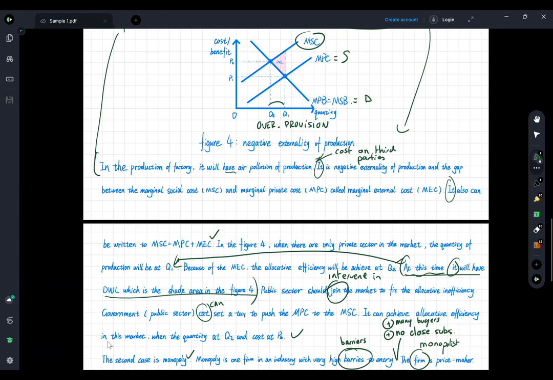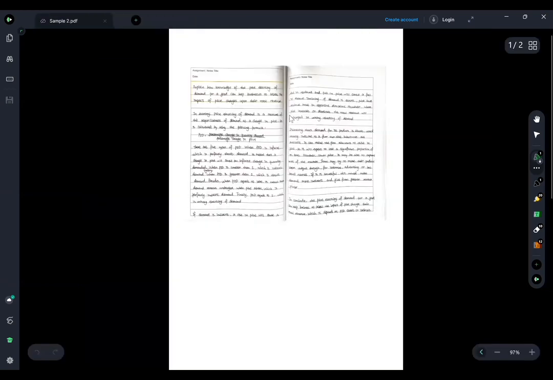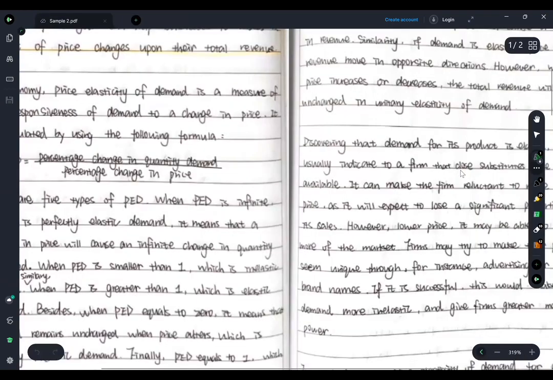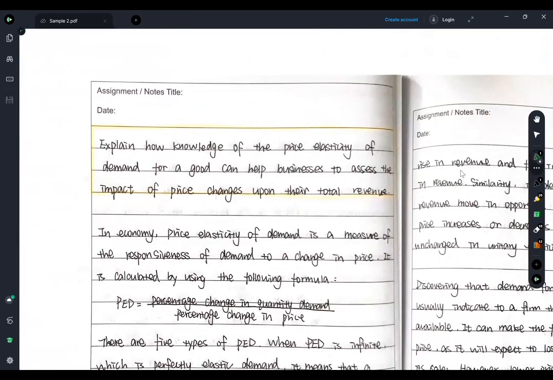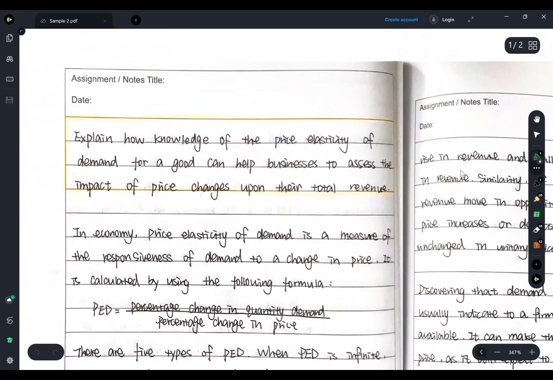The next 2 samples are actually about the same essay question on the PED, AS. Let me open it. Sample 2. The essay question is, I'll zoom in a bit: Explain how knowledge of the PED for a good can help businesses to assess the impact of price changes upon their total revenue. Do you have this sample open?